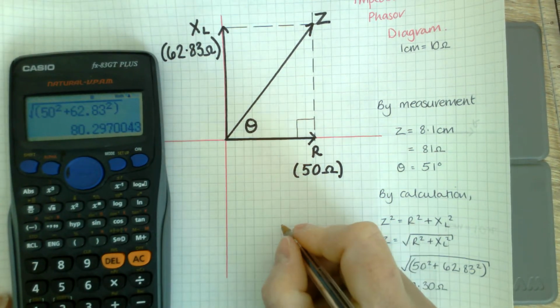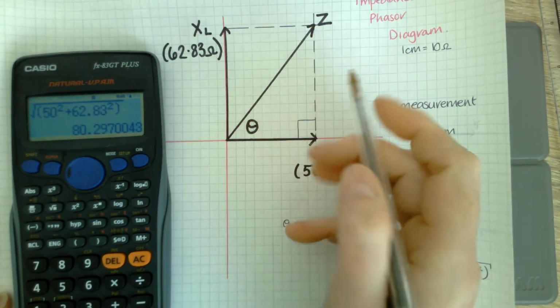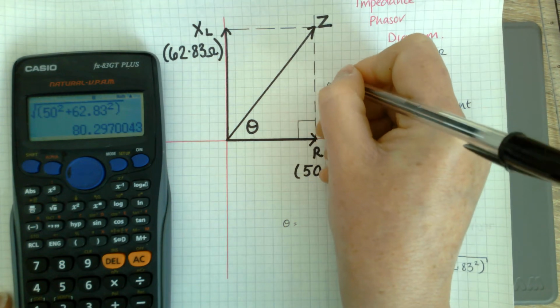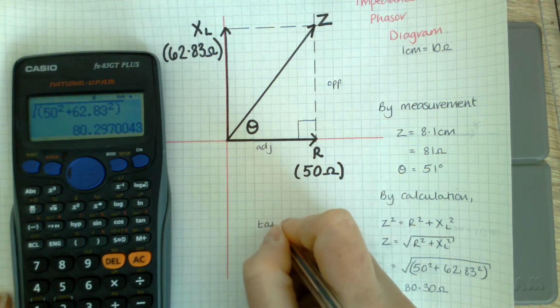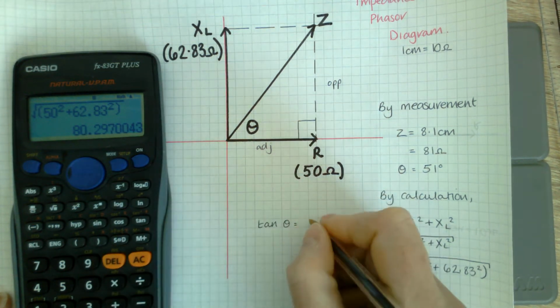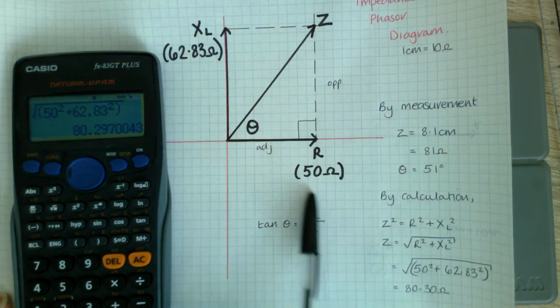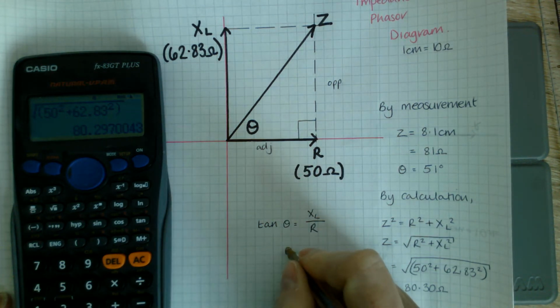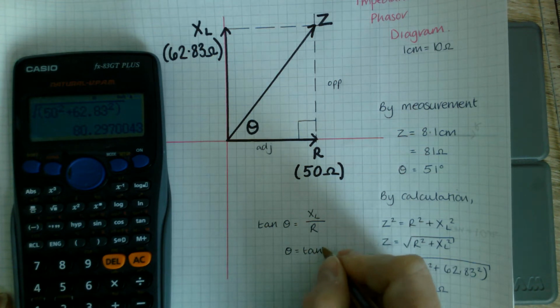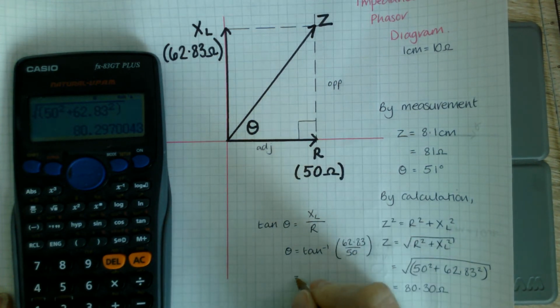And my angle, using SOHCAHTOA, I've got the values of the opposite and the adjacent. So I'm going to use tan. Tan of the angle equals the opposite, which is my XL, over my adjacent, which is R. And for every circuit, you could use this same formula. You don't have to go back to first principles and look at SOHCAHTOA again. So to get my angle, and do that.